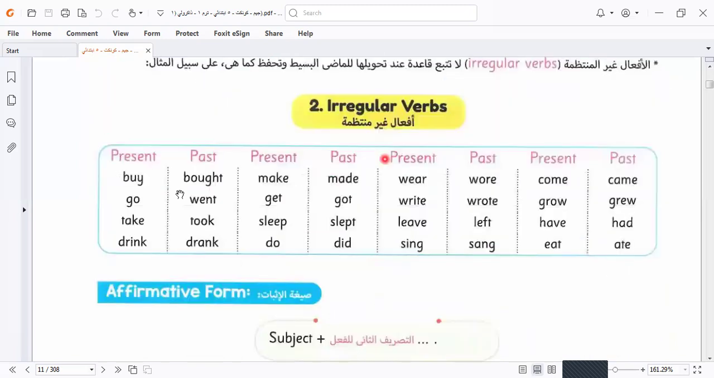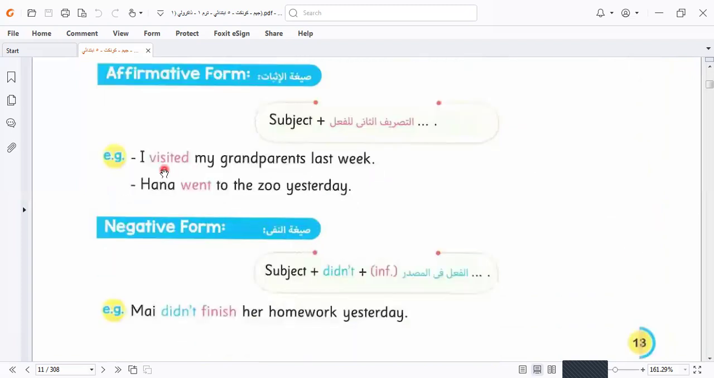Irregular verbs we have here: buy, bought, so the verb changes completely. Go, went, take, took, drink, drank, make, made, get, got, sleep, slept, do, did, wear, wore, write, wrote, leave, left, sing, sang, come, came, grow, grew, have, had, eat, ate. Here we have, I visited my grandparents last week. He went to the zoo yesterday.